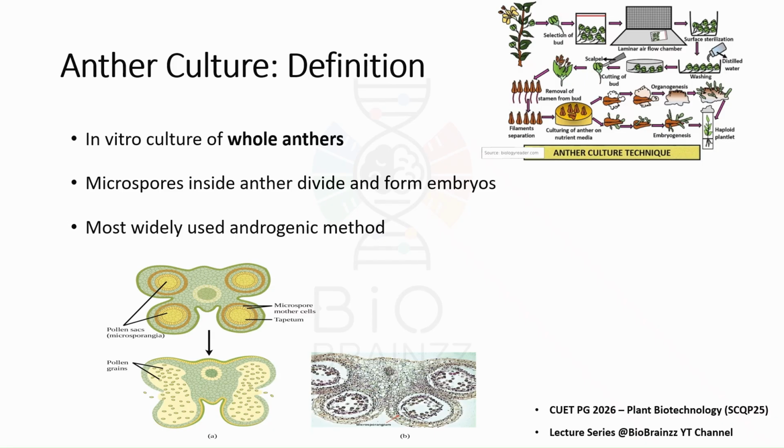Anther culture involves culturing the entire anther containing numerous microspores. Under suitable conditions, these microspores divide and develop into embryos within the culture medium. This method is widely used because it is relatively simple and allows simultaneous culture of many microspores. It is one of the most common techniques for inducing androgenesis.